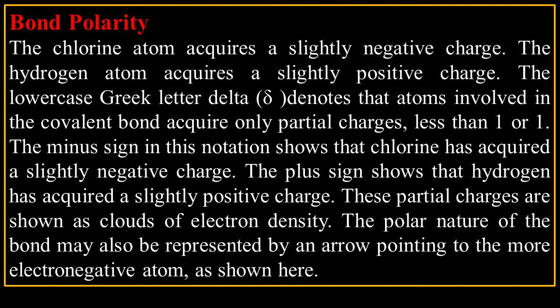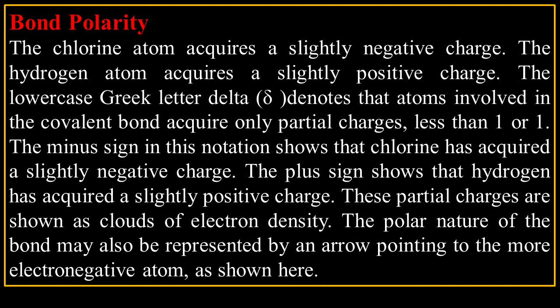The chlorine atom acquires a slightly negative charge. The hydrogen atom acquires a slightly positive charge. The lowercase Greek letter delta denotes that the atoms involved in the covalent bond acquire only partial charges, less than one. The minus sign in this notation shows that chlorine has acquired a slightly negative charge. The plus sign shows that hydrogen has acquired a slightly positive charge.